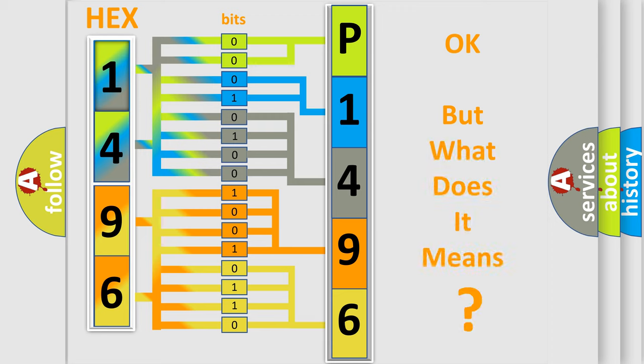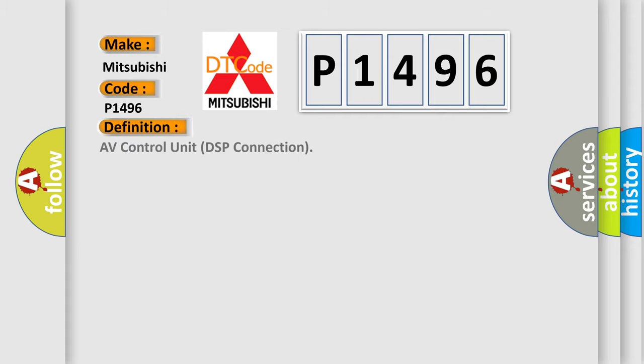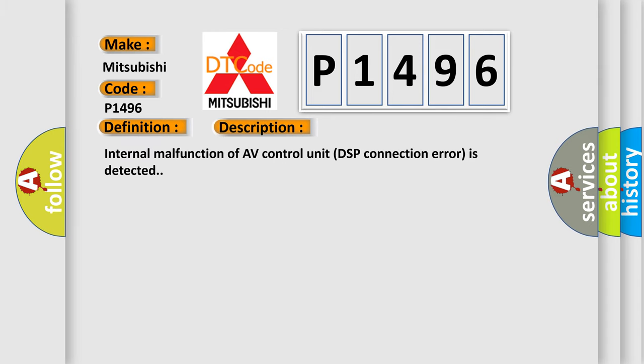The number itself does not make sense to us if we cannot assign information to what it actually expresses. So, what does the diagnostic trouble code P1496 specifically interpret for Mitsubishi car manufacturers? The basic definition is AV control unit DSP connection. And now this is a short description of this DTC code: internal malfunction of AV control unit, DSP connection error is detected.